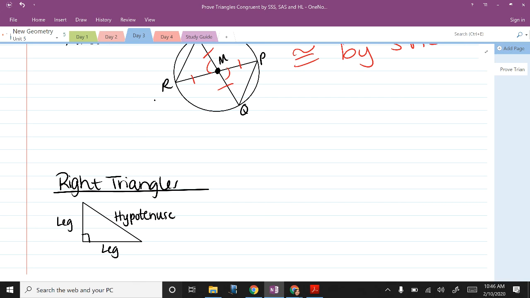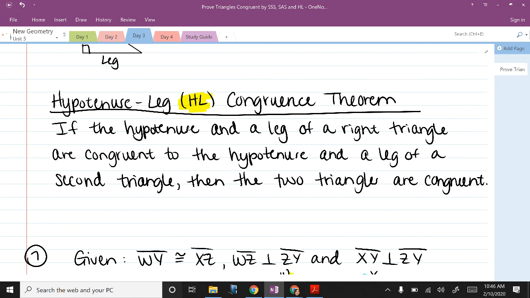So, the long side that's across from the 90-degree angle is called the hypotenuse. We know this, correct? The one that does not touch the right angle, it's across from it, is called the hypotenuse. All right, find the hypotenuse leg theorem on your handout.